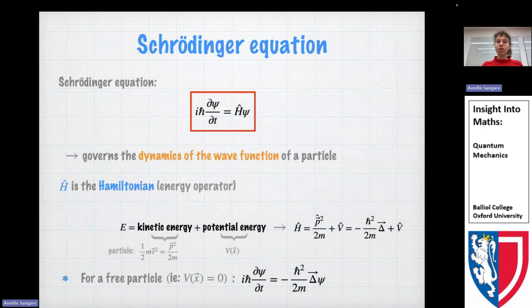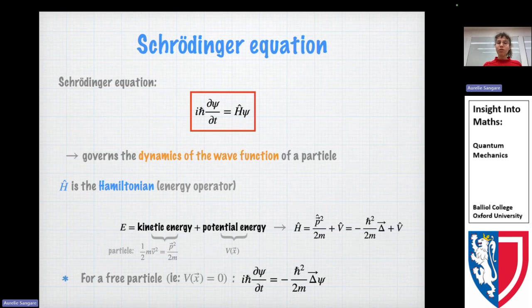So the Schrödinger equation, on the left-hand side, you have i, which is just the complex number i, multiplied by h bar, the reduced Planck constant, and this is multiplied by the partial derivative of psi with respect to time. So partial derivative is just the type of derivative that you need to use when you are considering a function that depends on several variables.